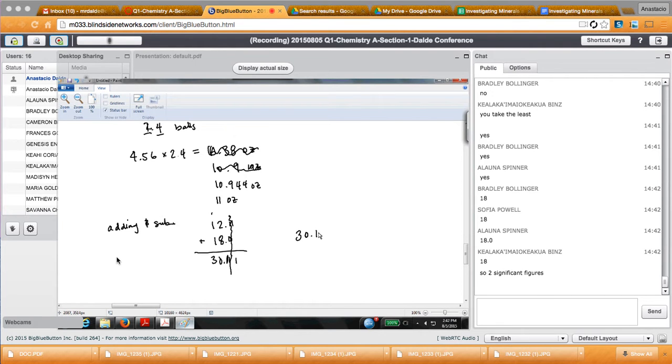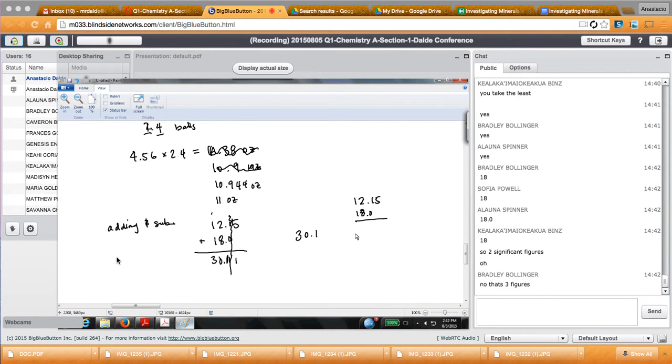Got it? By the way, if this were something like 12.15 plus 18.0, then my answer will probably be 30.2. Do you guys understand why?